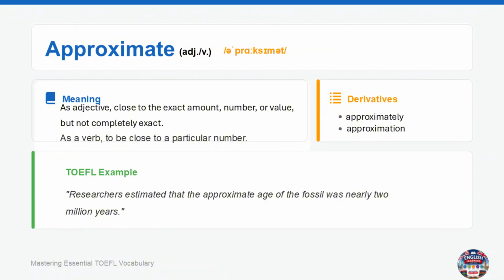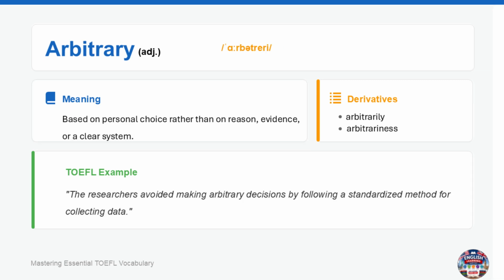Now let's review the derivatives. Approximately, approximation. So if I say, the meeting will last approximately 1 hour, I mean about 1 hour. Exactly. Our next word is arbitrary.